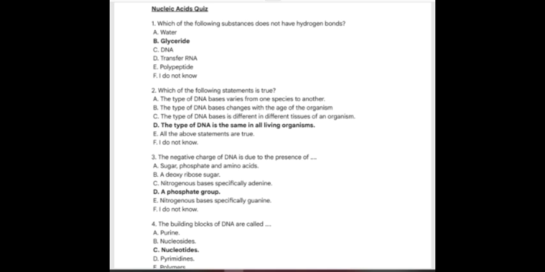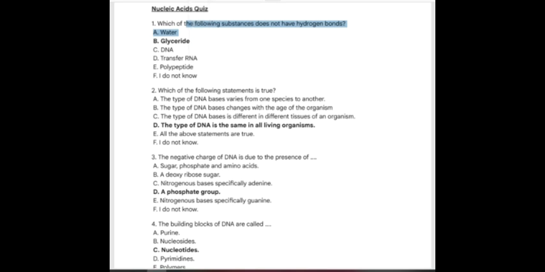A is water, B, glycerides, C, DNA, D, transfer RNA, E, polypeptide, F, I don't know. So the correct answer is glyceride. Why did we pick this? Because for A, water does have hydrogen bonds.